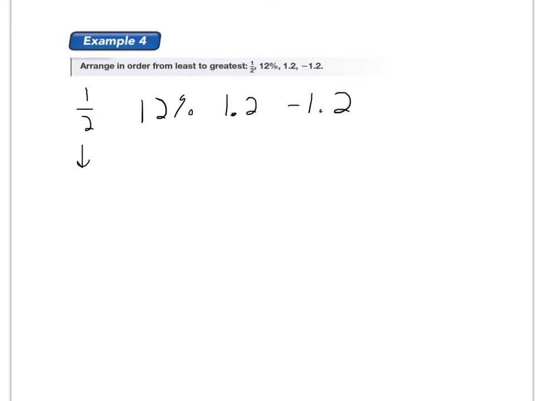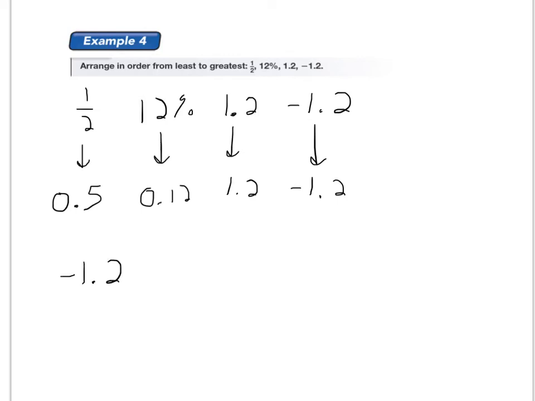1/2 I know as a decimal is 0.5. 12% as a decimal is 0.12, because we would move that decimal over to the left twice on that one. 1.2 is already a decimal, so I'm just going to leave it. And negative 1.2 is already a decimal, so I'm just going to leave it. Now I'm going to look at those decimals and compare them. I only see one negative number here, so I know that's the lowest, negative 1.2. The rest of them are all positive.